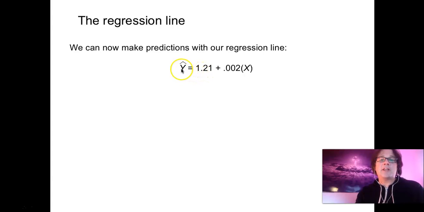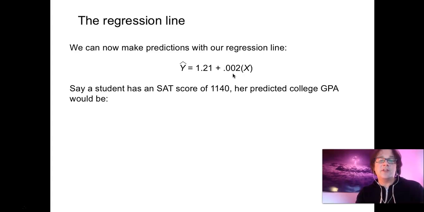So a predicted y score is A plus B times X, right? Or our y-intercept plus slope times X. Well, there's A, and we calculated B before. We found it to be 0.002. So we're able to use this line, or this model, to make predictions.